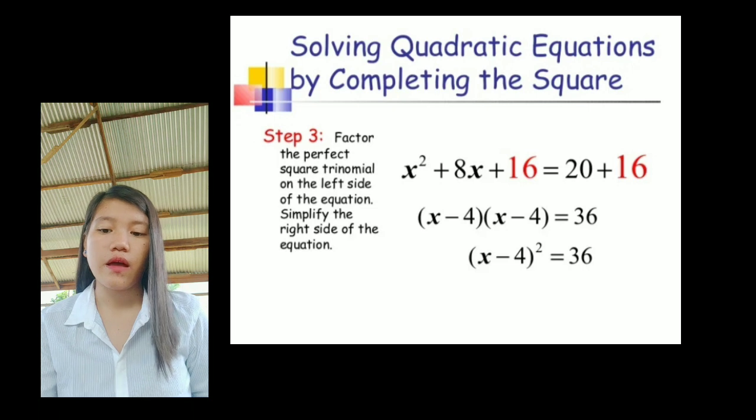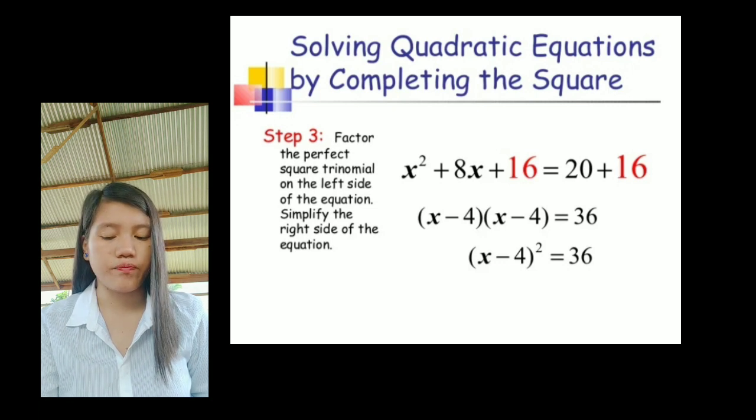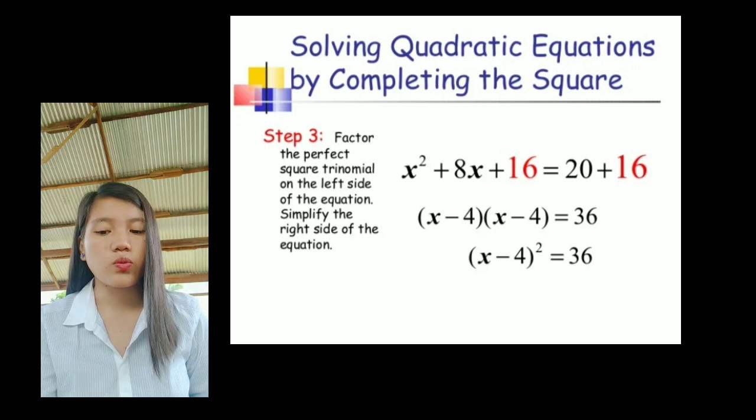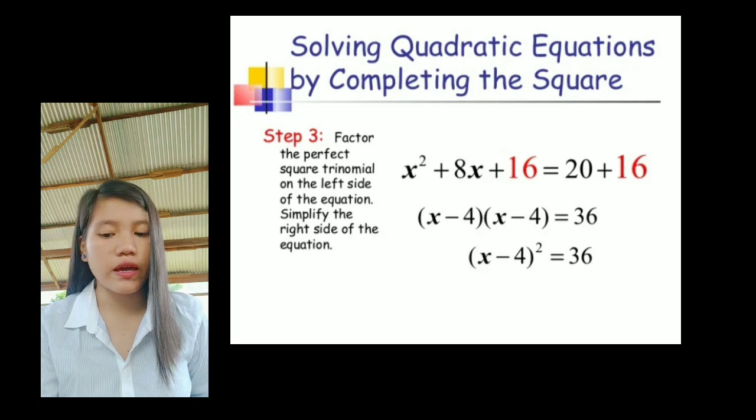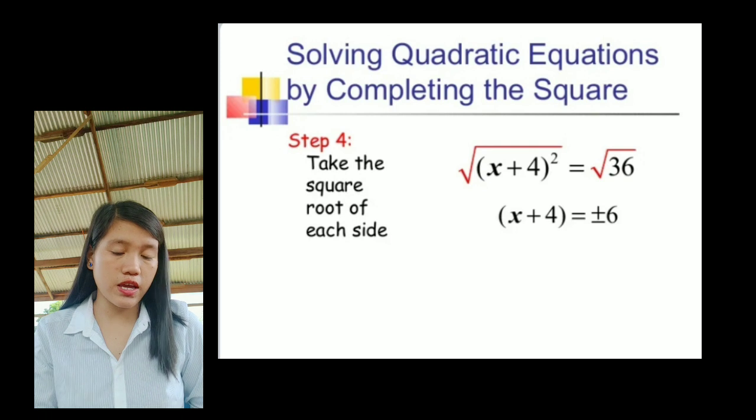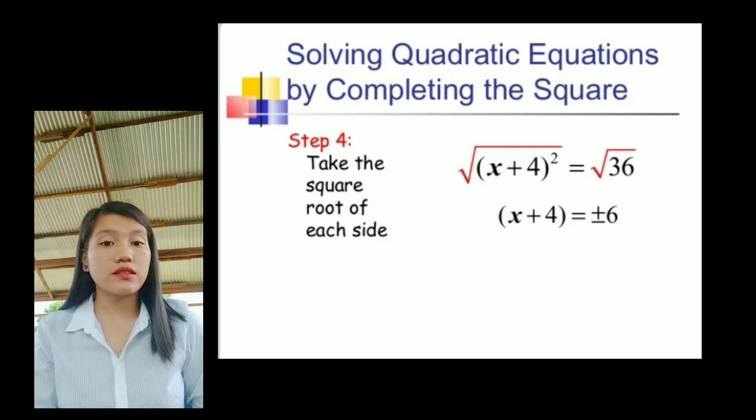Step 3: Factor the perfect square trinomial on the left side of the equation. Simplify the right side of the equation. So x squared plus 8x plus 16 is equal to 20 plus 16, which becomes x plus 4 times x plus 4 is equal to 36. Simplifying, as you can see, it turns out to be x plus 4 squared is equal to 36.